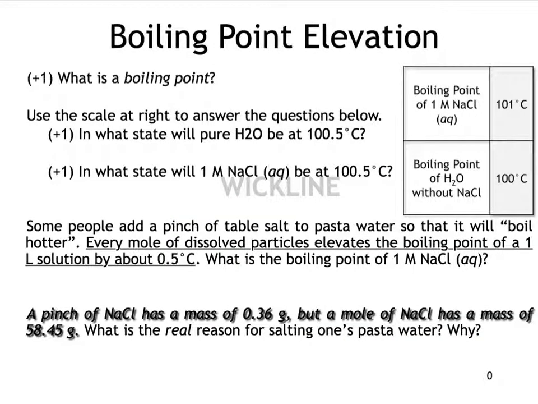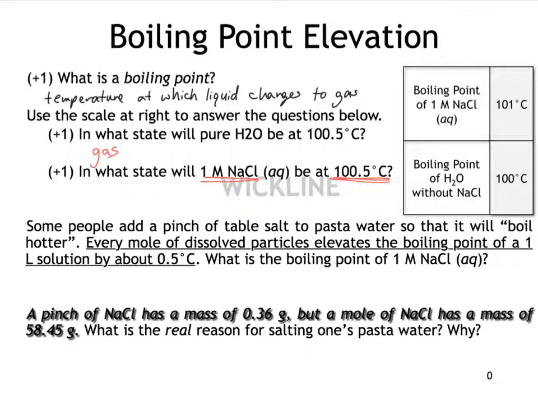Now let's talk about boiling point elevation. A boiling point is the temperature at which a liquid changes to a gas. For water, the boiling point is 100 degrees Celsius. You can see that here. Boiling point of water without sodium chloride is 100. So that means if you had water at 100.5 degrees Celsius, it would definitely turn to gas. On the other hand, if I had a 1 molar sodium chloride solution at 100.5 degrees Celsius, my argument is that it would be liquid.